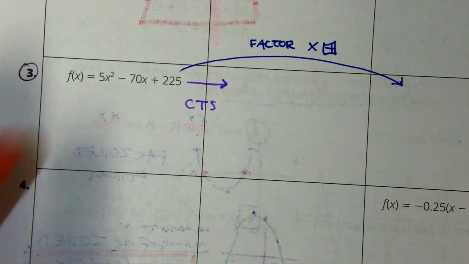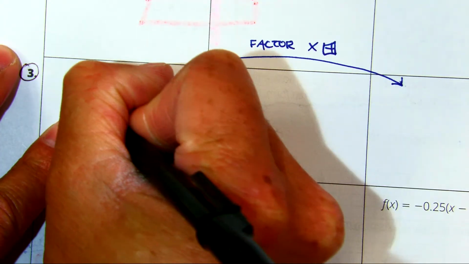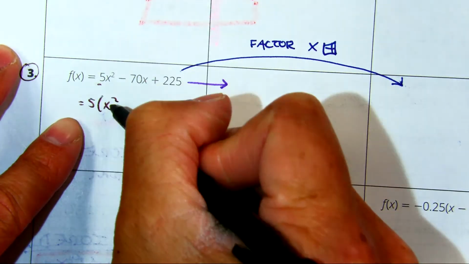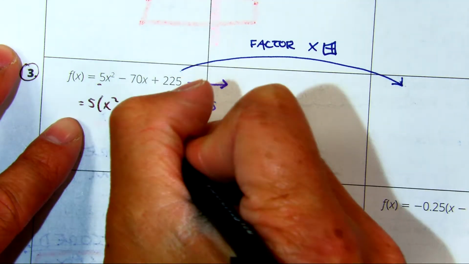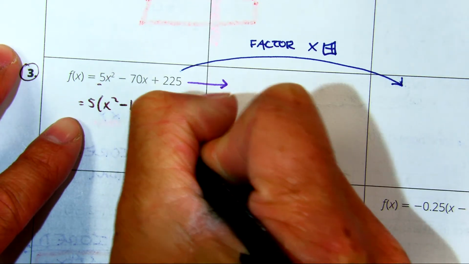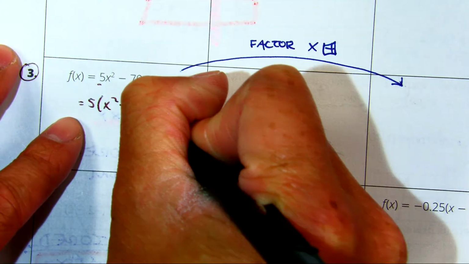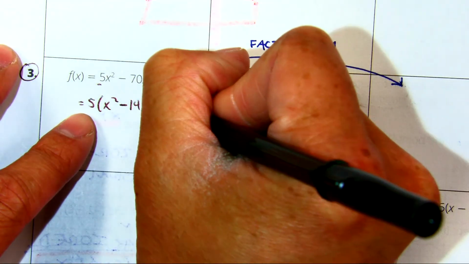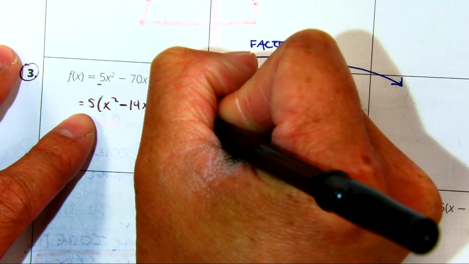That's correct. You just look at the number in front, might be a good hint. The answer is 5. 5 times x squared is 5x squared. 5 times something equals negative 70x, or negative 70 divided by 5 is 14. And 5 goes into 225. Dividing is opposite of multiplication. 25? 5 quarters?